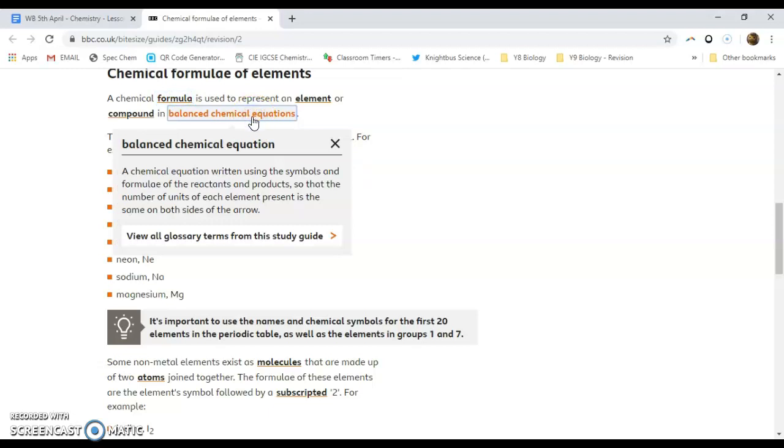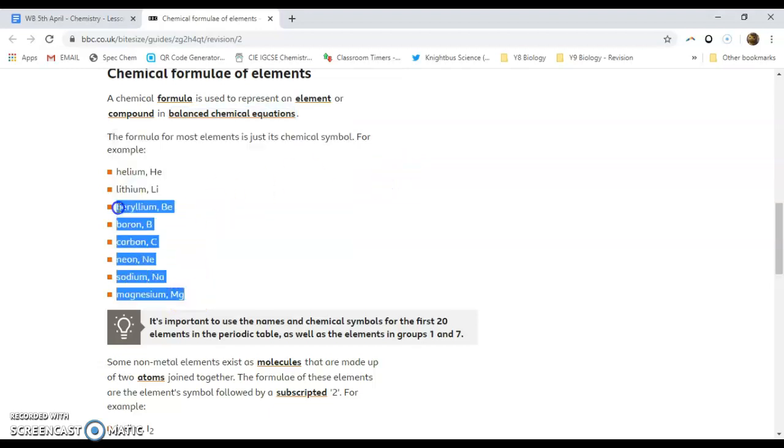Okay, so balanced chemical equations, to remind you, is a chemical equation written using the symbols and formulae of the reactants on the left-hand side and the products on the right-hand side. So the number of units of each element present is the same on both sides of the arrow. So here are some of the formulae for elements. It's just the chemical symbol. If you've forgotten what a particular symbol is, you can use a periodic table.